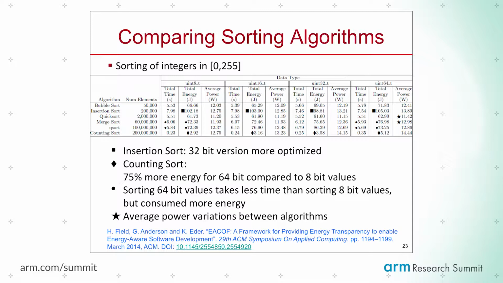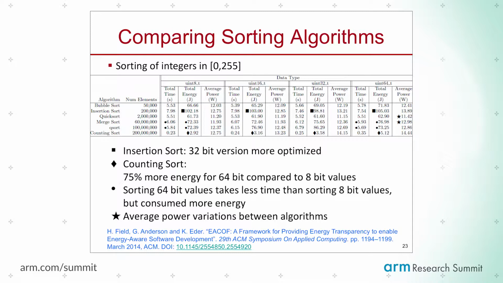And now, just to pick one thing out, it's interesting to see that sorting 64-bit values takes less time than sorting 8-bit values. Right? So these are the 8-bit values, that's the time. The 64-bit values take less time. Yet more energy is consumed in the process of sorting the 64-bit values compared to the 8-bit values. Why is that?